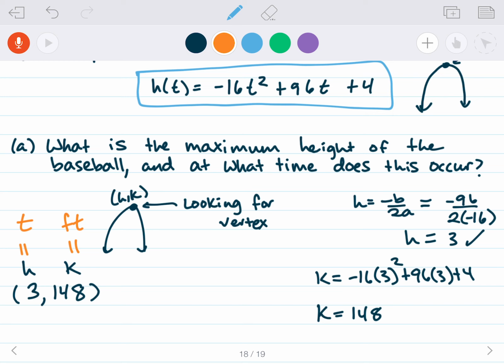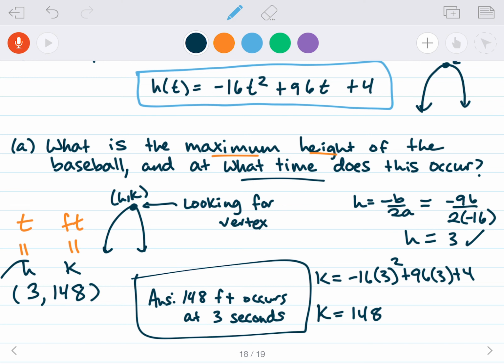So, since it's asking the maximum height, this is the height, right? That's the part of the ordered pair that's the height. So our answer is 148 feet. And it says, what time does this occur? Well, the corresponding time is going to be our h value, which is 3, at 3 seconds. So that's our answer.